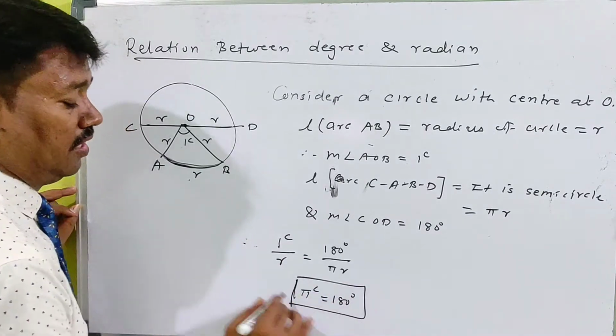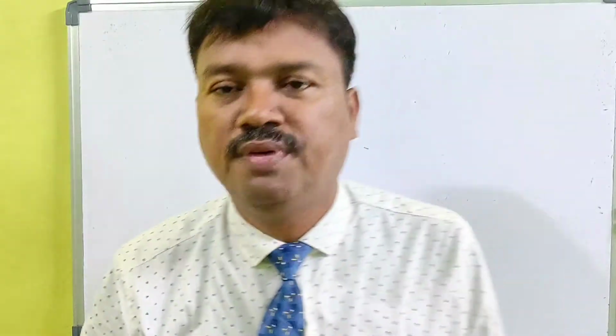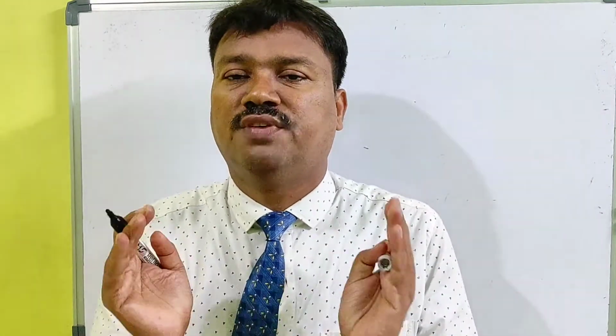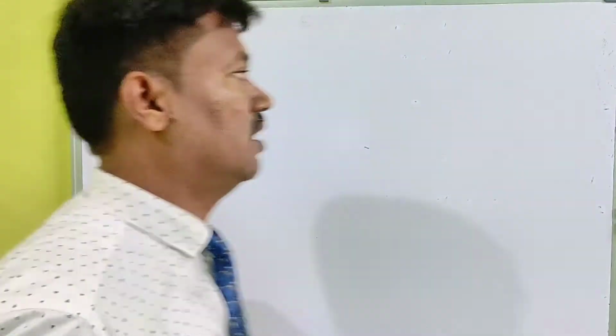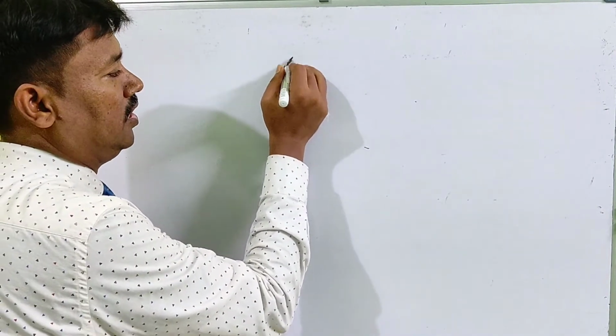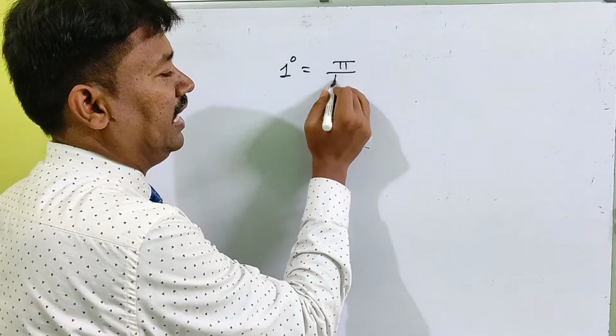180 degree. Pi radian is equal to what? 180 degree. Therefore, before going to the exercise, you should know the relation between degree and radian. So just revise this one. One quick revision of this. 1 degree is always equal to what? It is pi upon 180 radian.